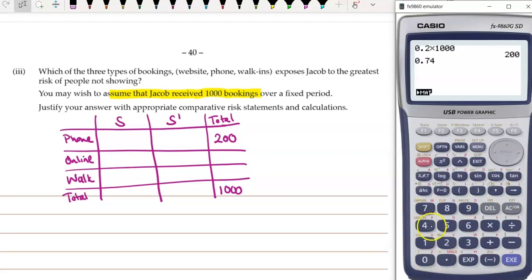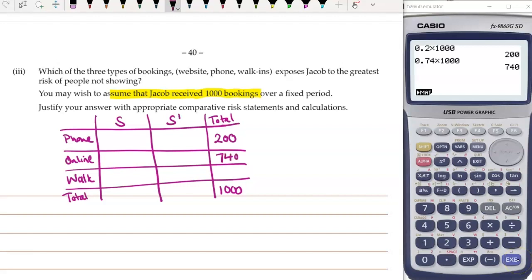74% is going to be, I realise I'm doing something on a calculator. It would be very easy to do anyway. So 740 for online and 60 for walk-in. We just worked out that the chance of them not showing up was 10%. So 10% of 1,000 is 100. So 900 of them would be successful.